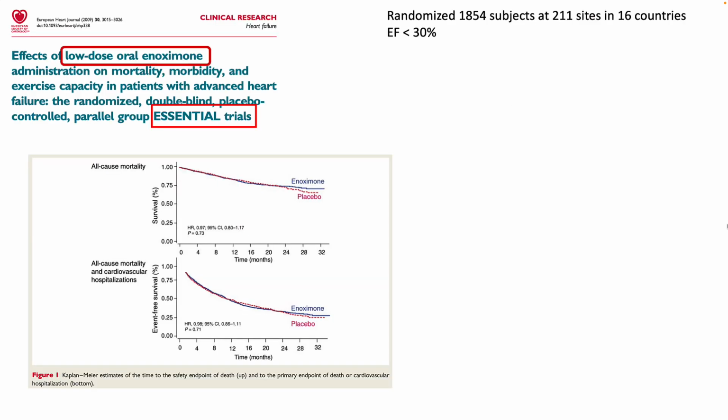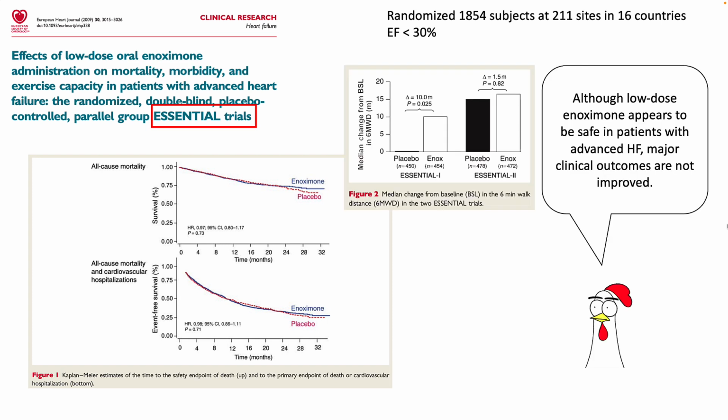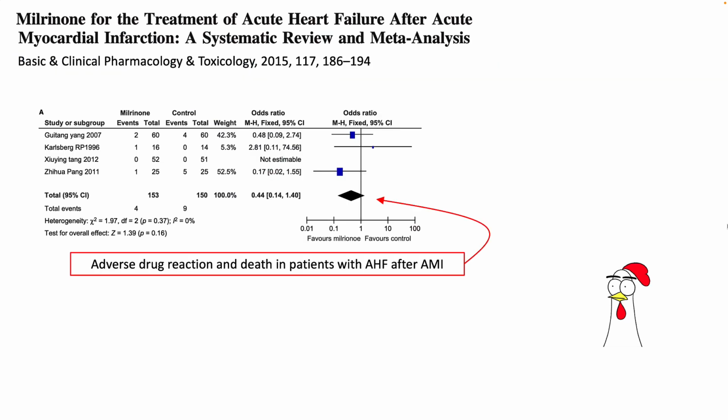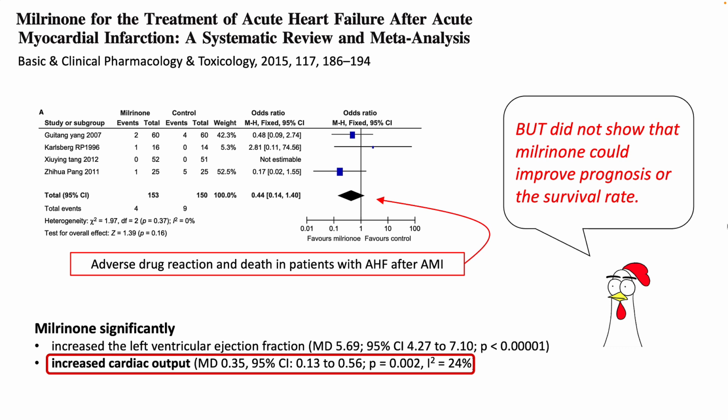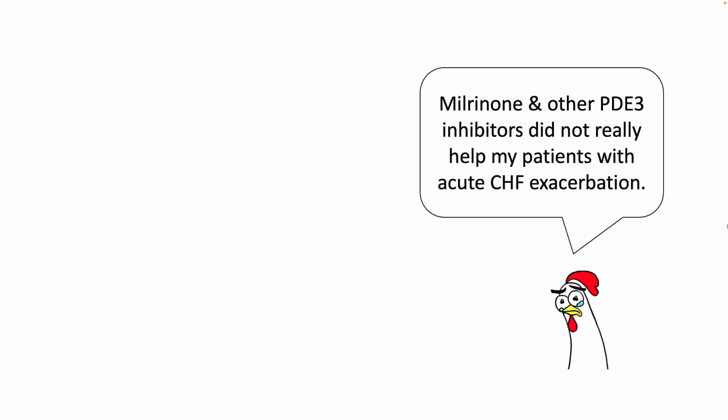Inoximone is another phosphodiesterase 3 inhibitor and it was studied in the ESSENTIAL trials. These randomized around 1,854 subjects with EF of less than 30% but failed to see any effect on mortality or 6-minute walk test. A meta-analysis was done for the role of milrinone in acute heart failure after acute myocardial infarction, and it showed that milrinone does increase cardiac output, however it does not improve the outcomes. At this point, milrinone and other phosphodiesterase 3 inhibitors do not really help patients with acute CHF exacerbation.